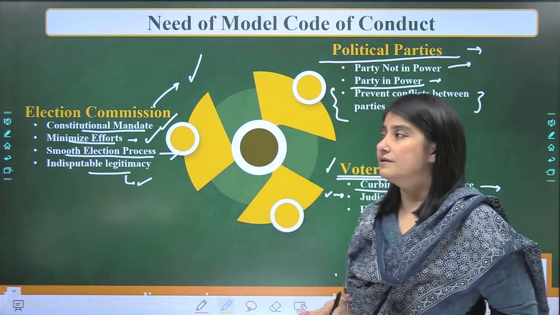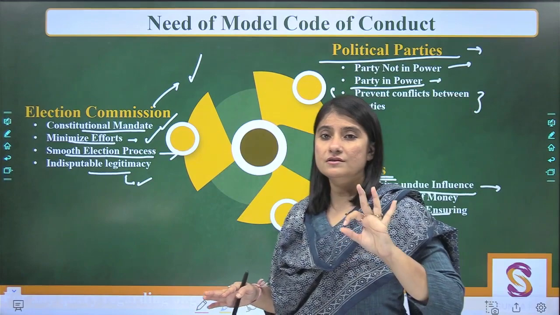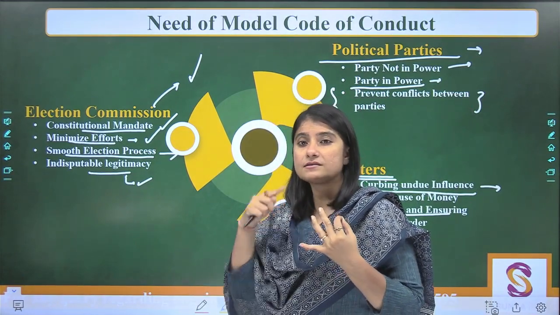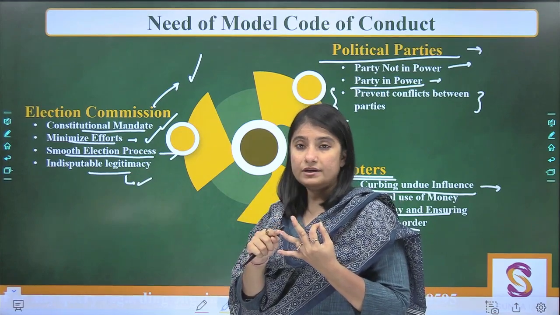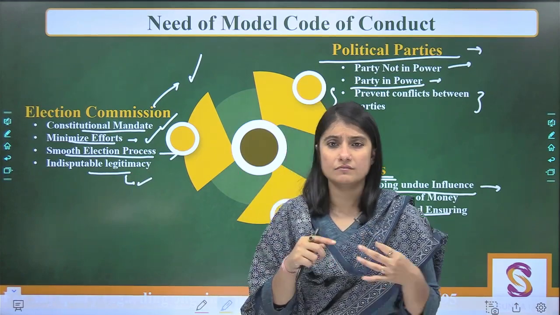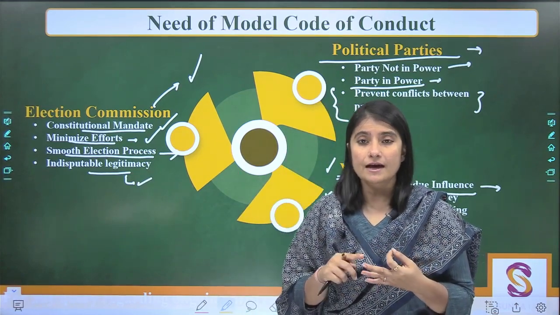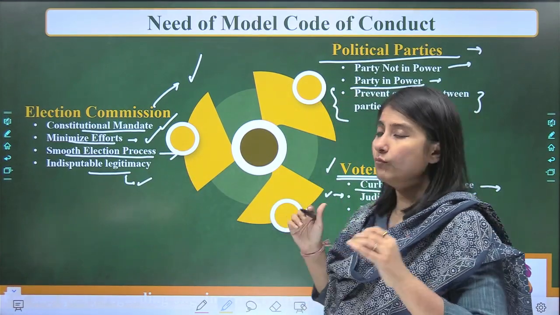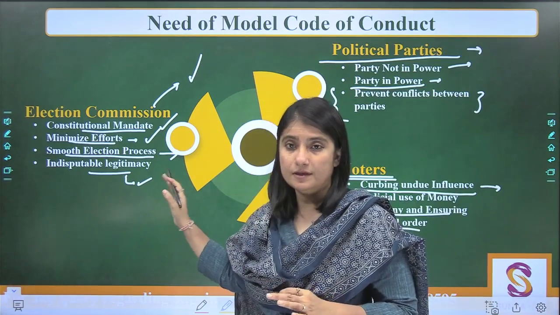So see, now we have understood that there are three stakeholders involved in an election: the election commissioner, the body that conducts the election, then political parties from whom the contestants are contesting, and third, the voters. So now we have understood why we need a model code of conduct for all three.